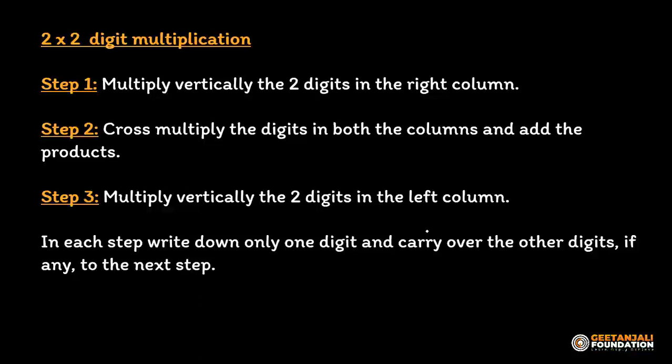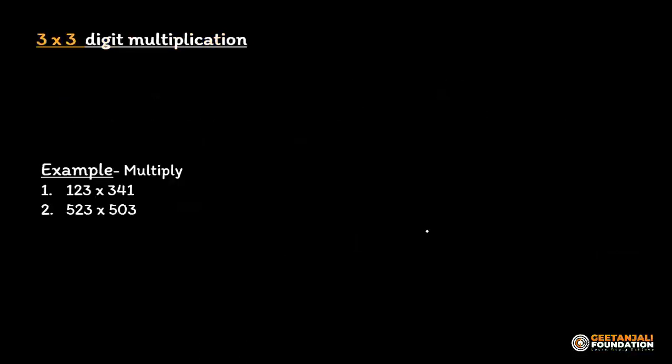So now I will take some bigger numbers. Let's take 3 by 3 digit multiplication. The process is the same. You start with the rightmost column and you move towards the left. But now you have 3 columns, so the steps will be increased and the process will be a little bit different from the previous one, but you will follow the same pattern. The numbers here are 123 and 341. These are your two numbers.